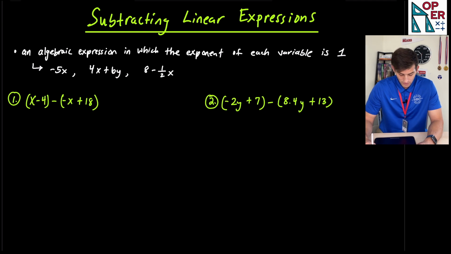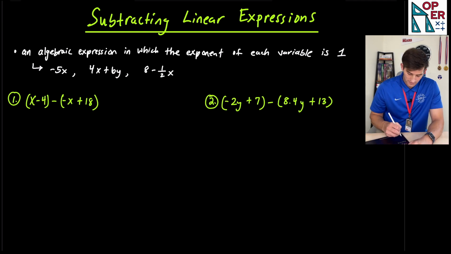All right, so we're going to do two examples here. Just like we did in the adding linear expressions video, we could do this horizontally or vertically. We'll start off with number 1 and do it vertically, and then for number 2, we'll do it horizontally. Remember when we subtracted integers, we said that subtraction is like adding the opposite.